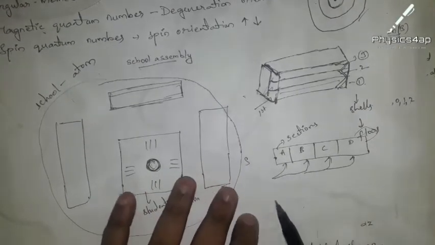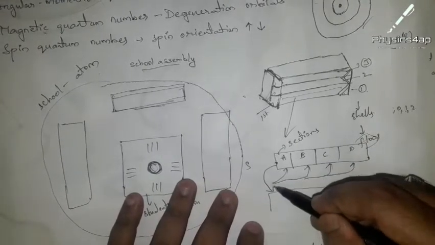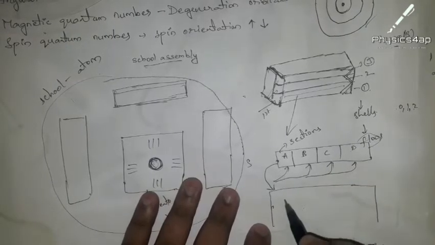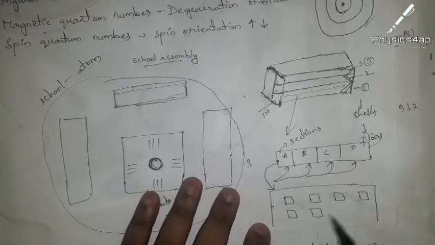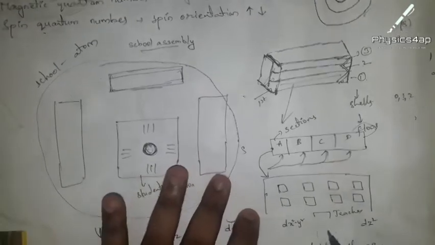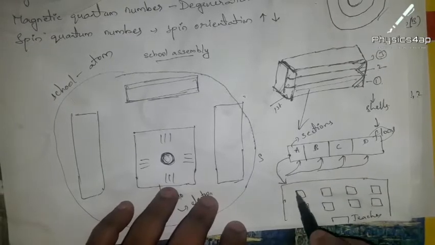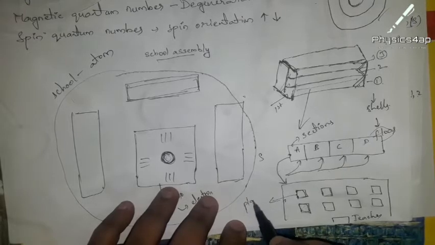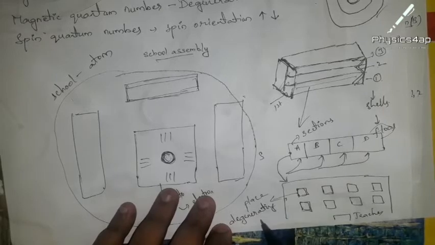Now when we take one section and enter into the class, the students, that is you, need to be arranged in a seating arrangement, right? So you need to be seated in your place. Here the teacher board will be present, and students will be seated in their respective places. So these places are what we call the degenerate orbitals. I think you got it.